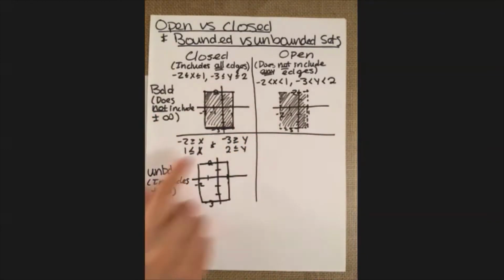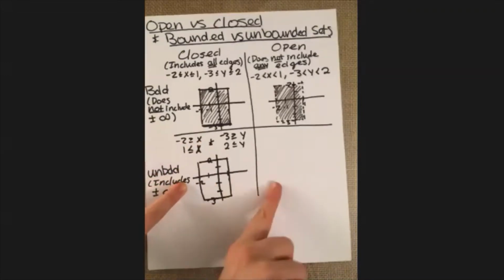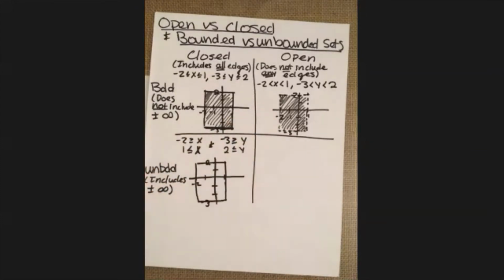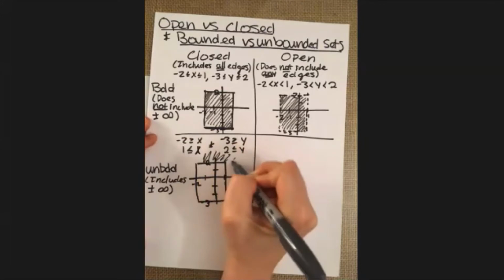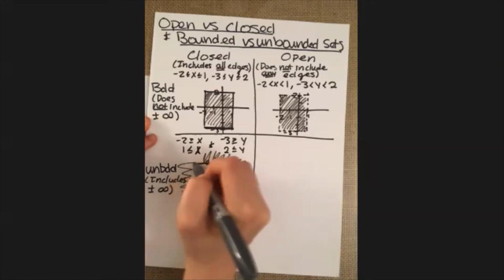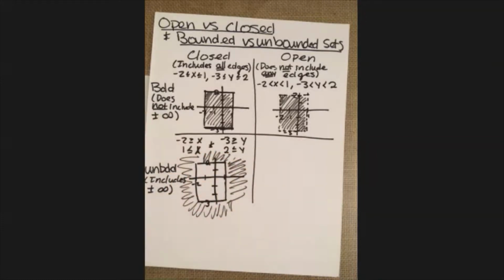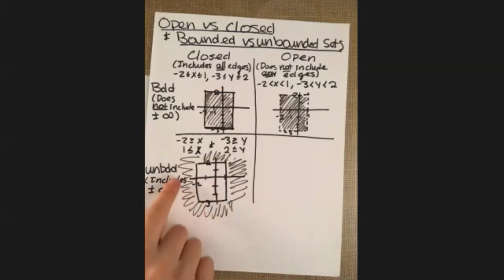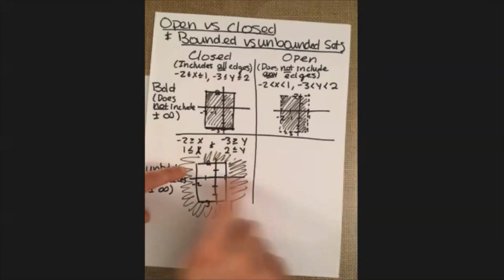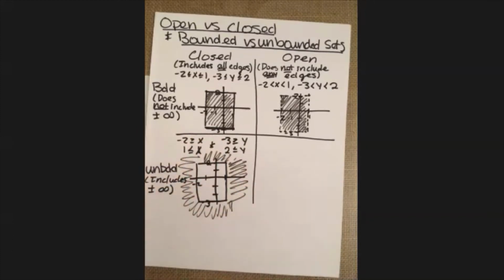But now because we want x to be outside of the -2 and outside of the 1, and the y's to be outside of the -3 and outside of the 2, this region represents anything outside of the rectangle. It's going to look a little bit more like that. This is unbounded because I can go as far along the x and y axes as I want to. It does run off to plus or minus infinity. In this case, it does include both, but that does not always have to be the case.